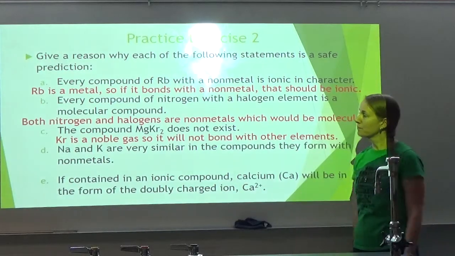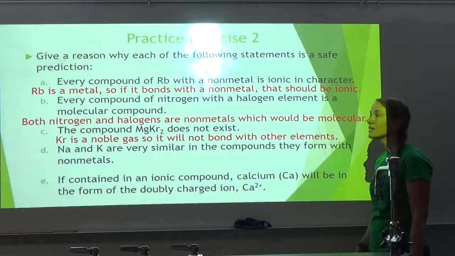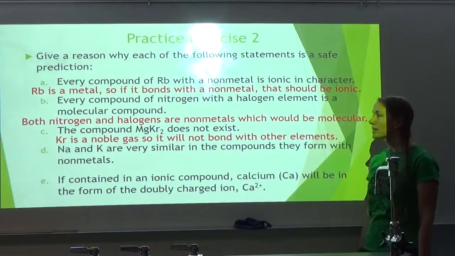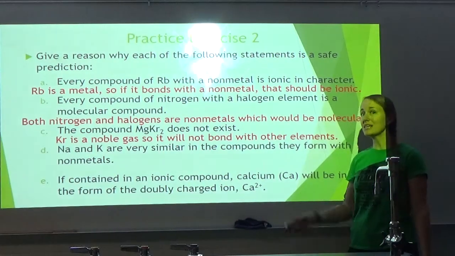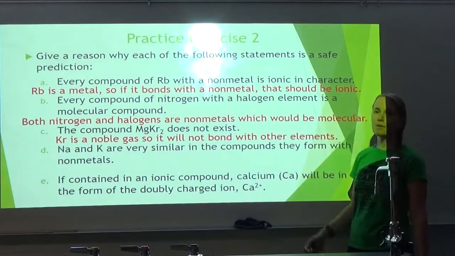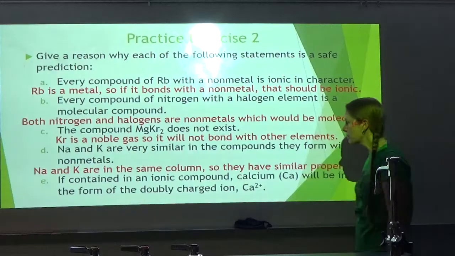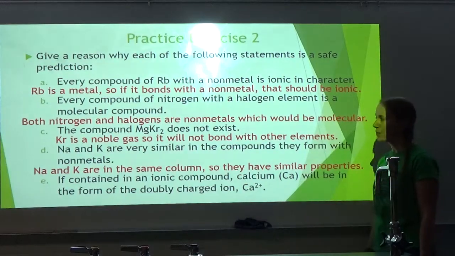They're inert. Part D says sodium and potassium are very similar in the compounds they form with the nonmetals. Well, that makes sense because elements are similar when they're in the same group, and they would both have a positive one charge. So Na and K are in the same column, so they have similar properties.